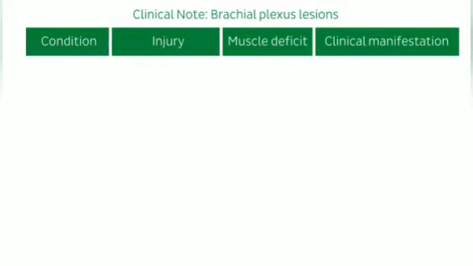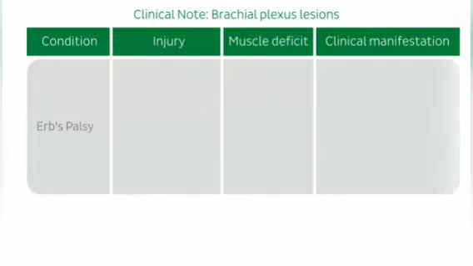The two most common clinical conditions that are related to the brachial plexus are Erb's palsy and Klumpke's palsy. Erb's palsy is a paralysis of the arm caused by injury to the superior trunk of the brachial plexus. This lesion affects the fibers from the 5th and 6th cervical nerve roots.